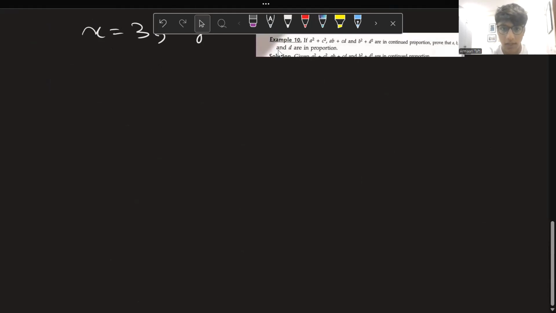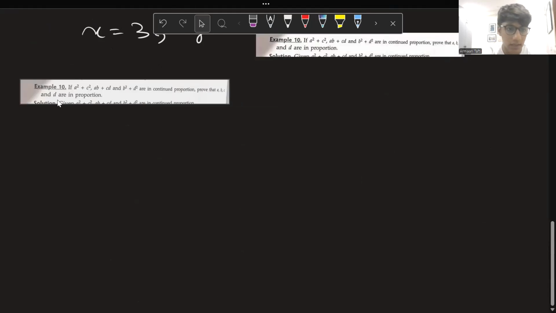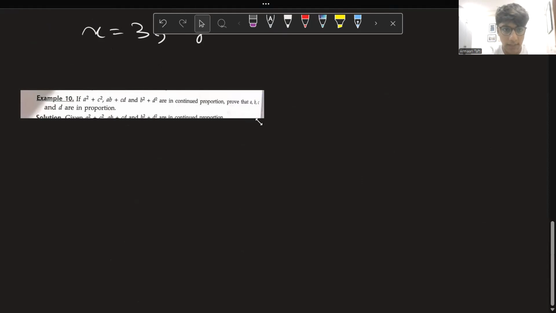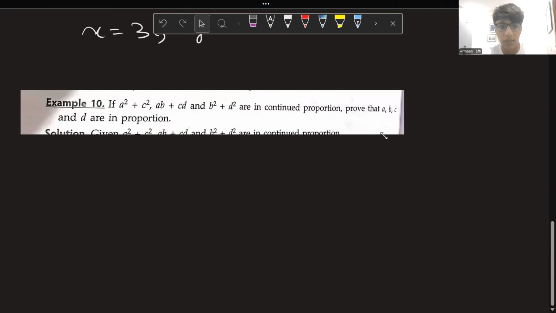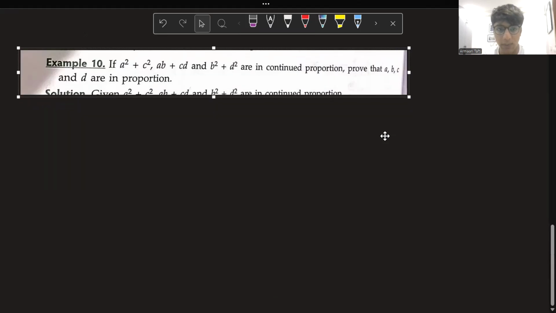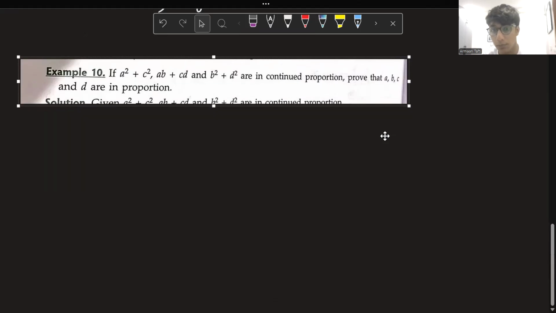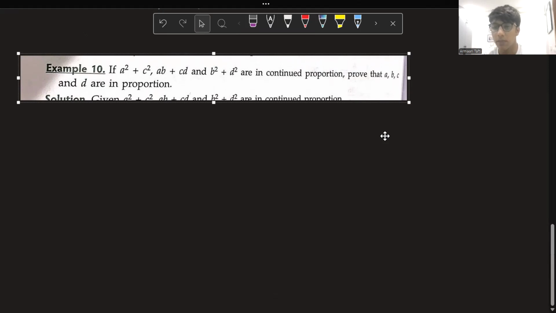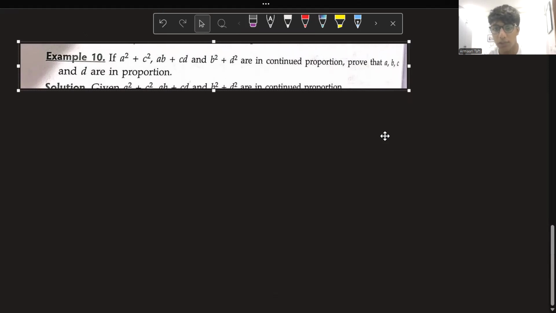Right. Okay. Now we are moving into the slightly more complex kinds of questions. We've been told that a square plus c square, ab plus cd, and b square plus d square are in continued proportion. Prove that a, b, c, and d are in proportion. In the beginning of the video, I told you the difference between proportion and continued proportion, and we're going to be using that here.